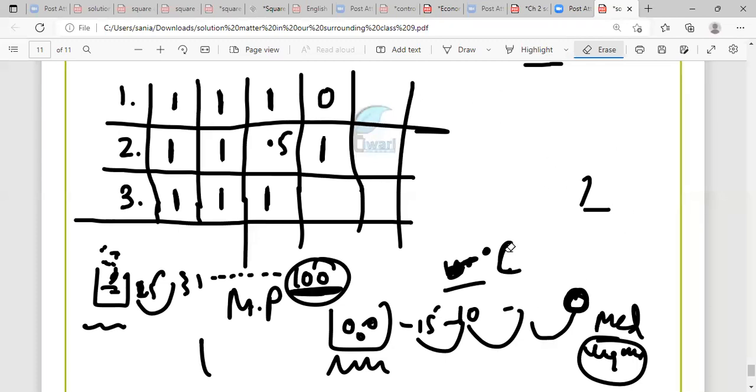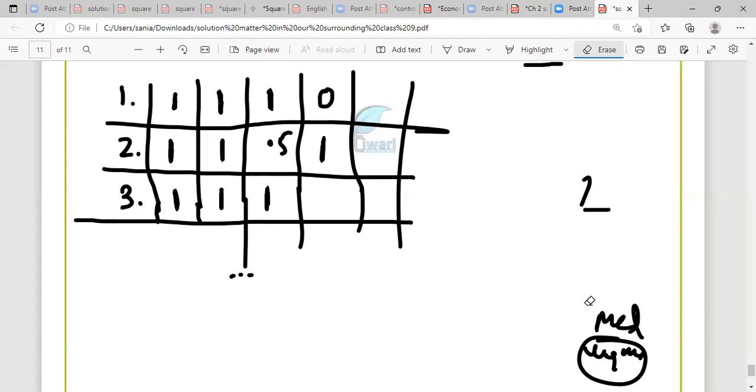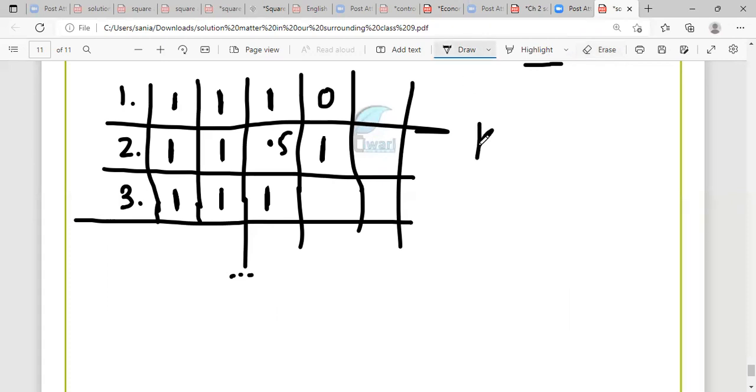Now, next question to Adil. Adil, you are going to tell me the relation between K and C. You just have to fill it. K equals what? Plus C.